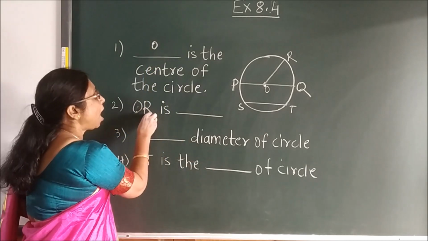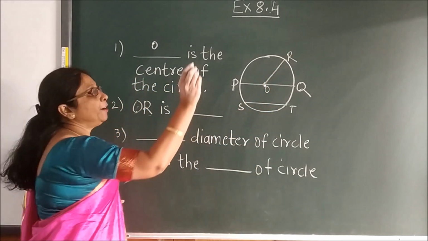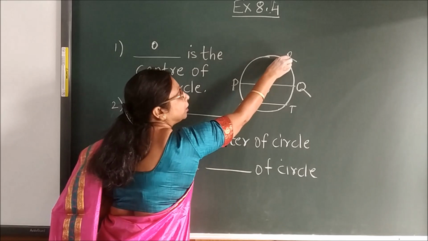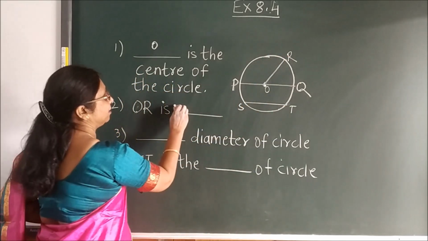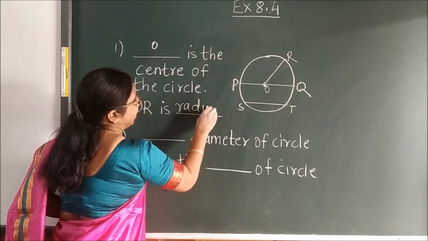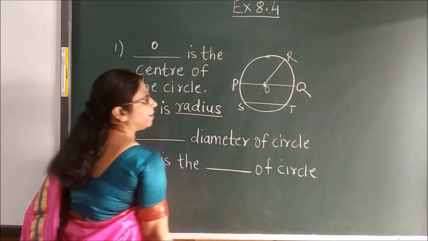Now OR. Where you see OR. Any line which is drawn from the center to a point on the circle, we call it the radius. What do we call it? Radius. Okay, so OR is the radius.